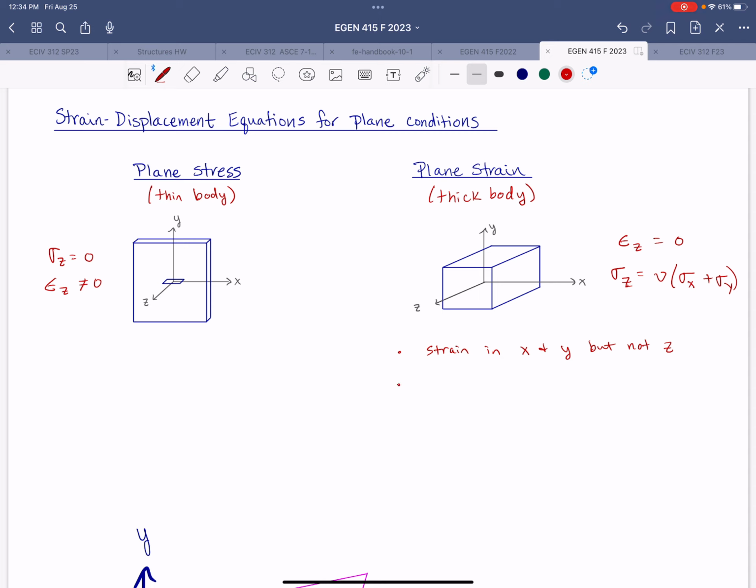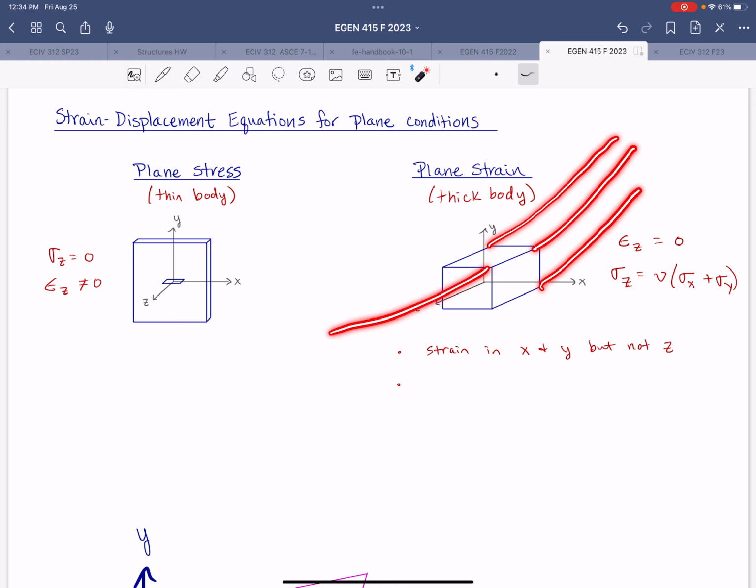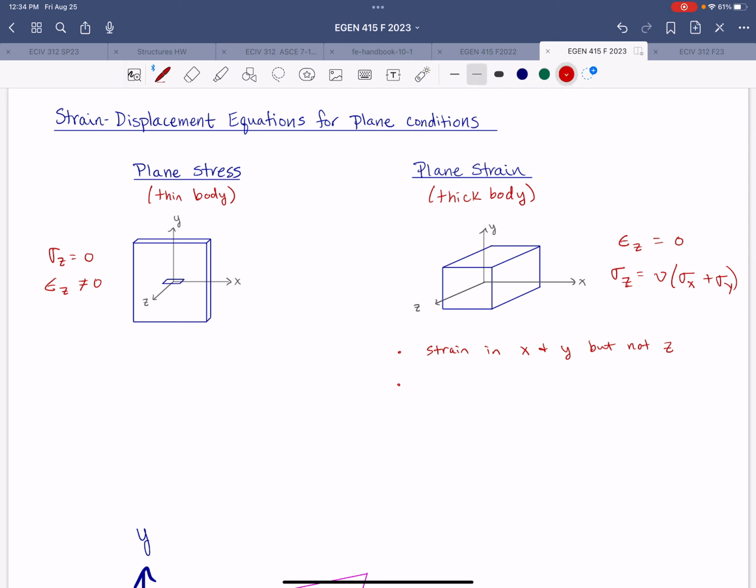And this thick body would be idealized as a long wire with stresses acting perpendicular to its length. So if you can imagine this chunk as just being one piece of a really long element, right? So we'd have no strain in that direction, right? And the stresses would be acting perpendicular to that length. So I'll write that out.